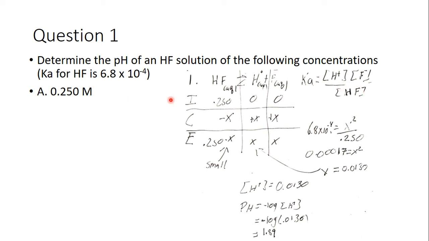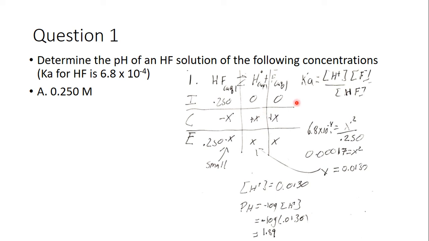So we start with 0.250 molar of HF. That's our initial, 0 of hydrogen, 0 of fluorine. And just like we talked about previously when we were last visiting ice tables, if we have only reactants and no products, we lose reactant and we gain products. This E column is our ledger. So 0.250 minus X, that's E, then X and X.